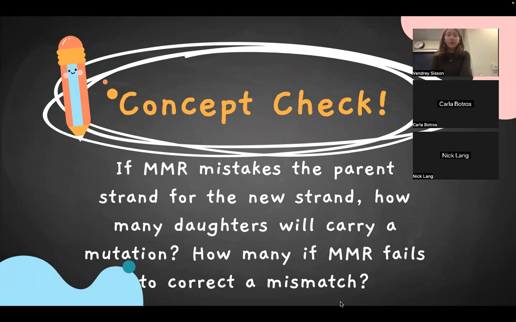But if MMR mistakes the parent strand for the new strand, if it fails to distinguish between the two, how many daughter strands would have a mutation? And then how many daughter strands would have a mutation if MMR just doesn't sense the mismatch? I'll give you a few seconds if you want to drop that in the chat, or you can put IDK and go over it after.